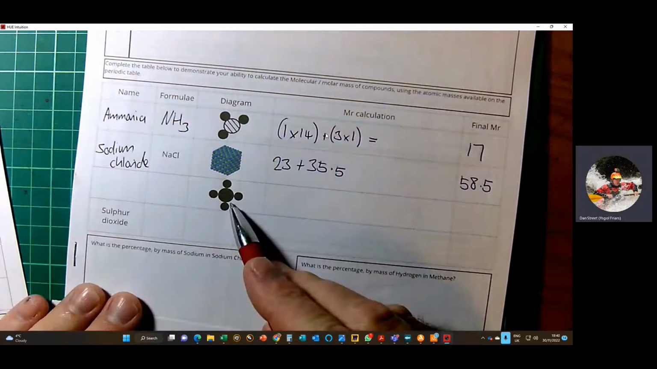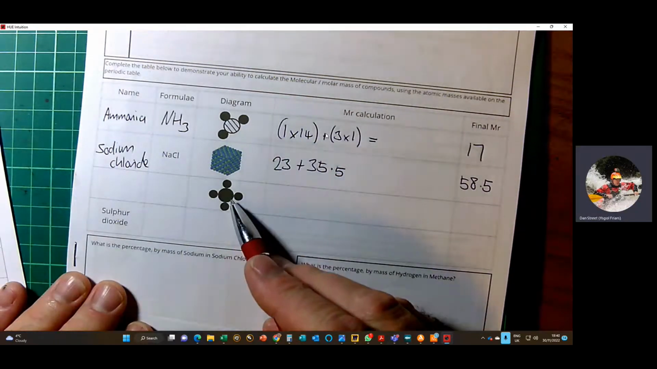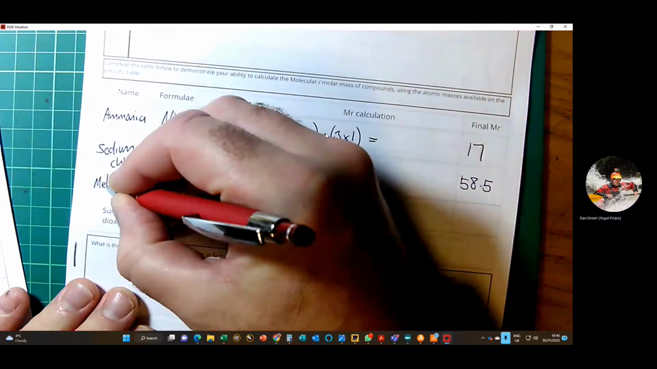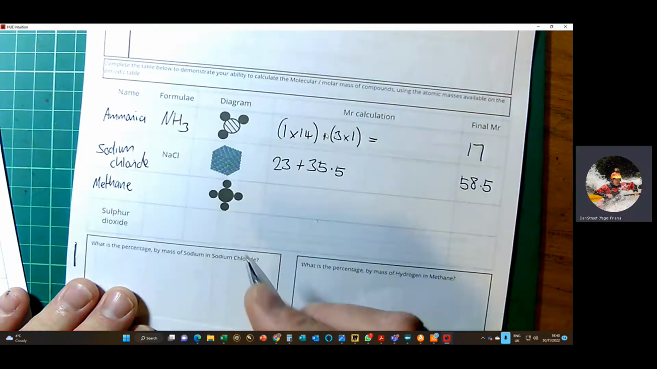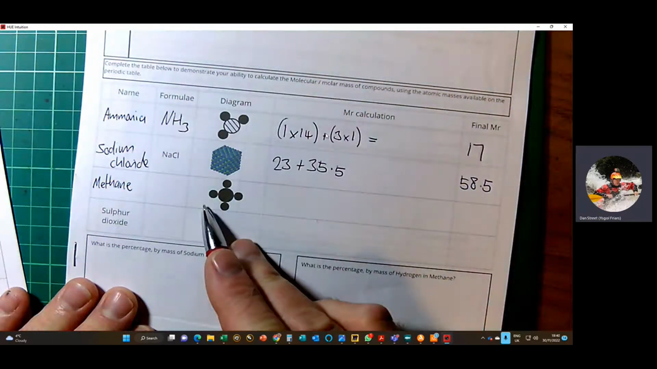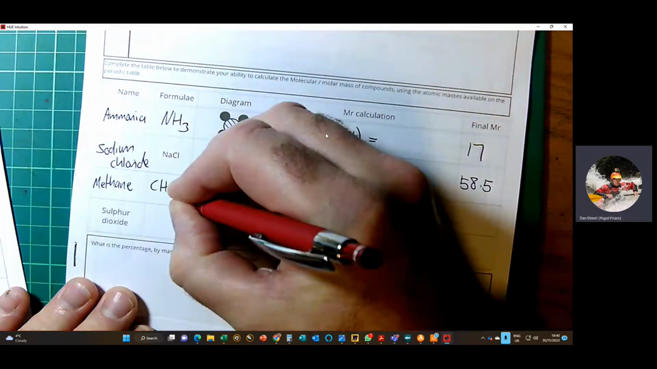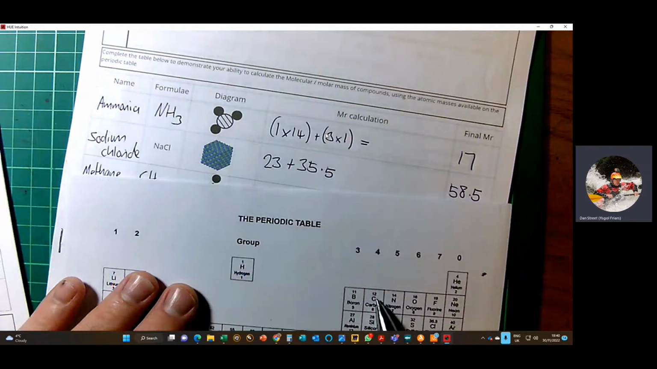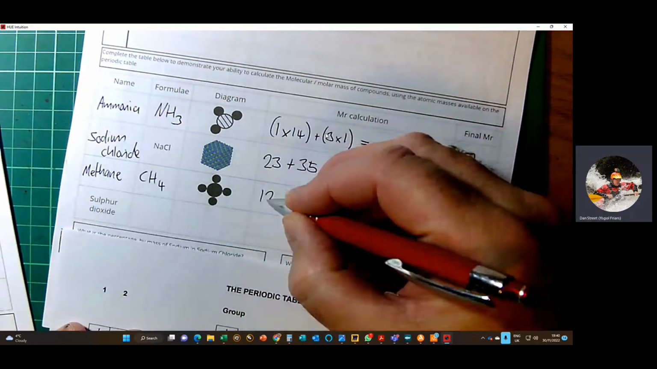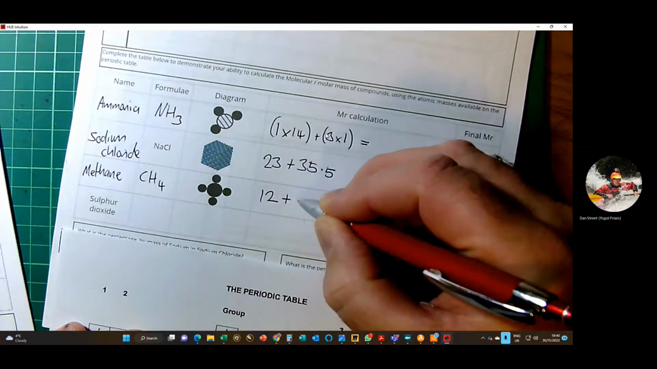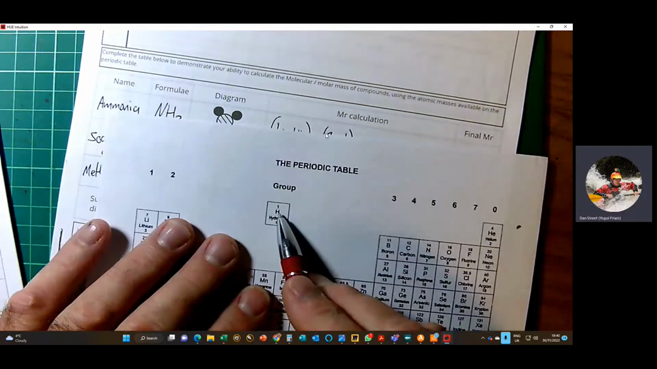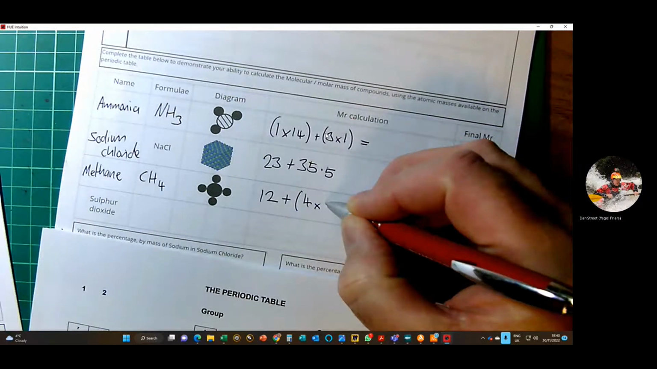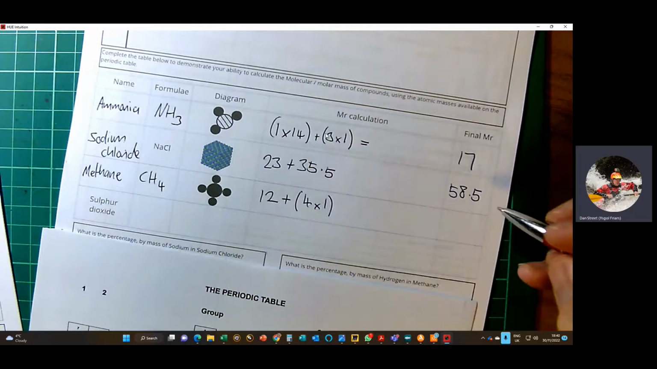This chemical here, again, you can recognize it from earlier work. It's very popular in the exam. This is methane. And it's got a central carbon and 4 hydrogens. So its formula is CH4. If you look on the periodic table, carbon has a mass of 12. There's one of those. And hydrogen, as you've seen earlier, has a mass of 1. And there's 4 of those. If we multiply that out, we get 16.